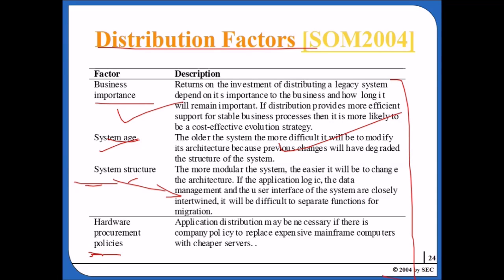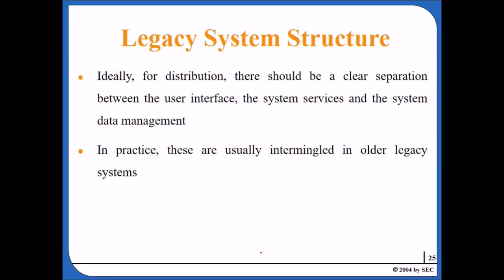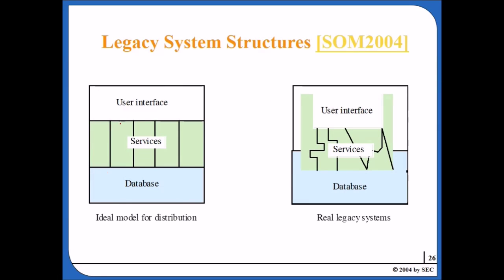Then hardware procurement policies. Previously, it was made for some hardware. Now you have cheaper servers, you can go with cheaper servers. Legacy system structure: ideally for distribution, there should be a clear separation between the user interface, the system services, and the system data management. But in practice, they are so intermingled in our legacy system. The ideal model for distribution should have user interface, services, and database maintained in different tiers, while in a legacy system you have this jumbled up situation.